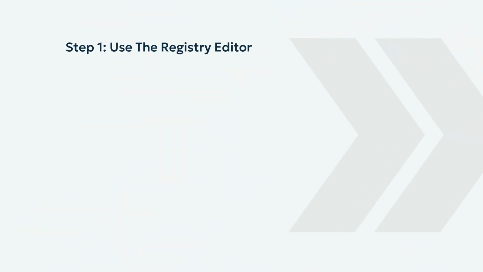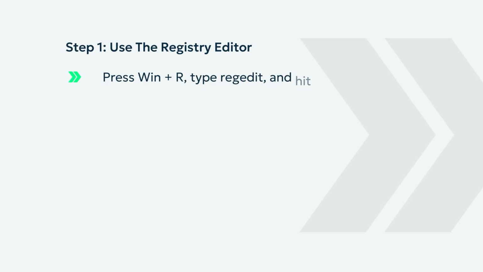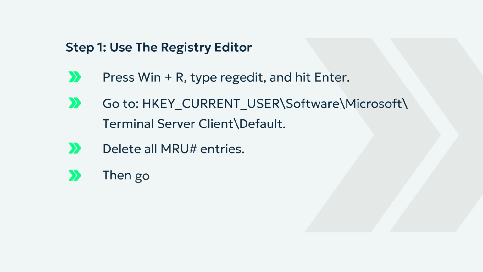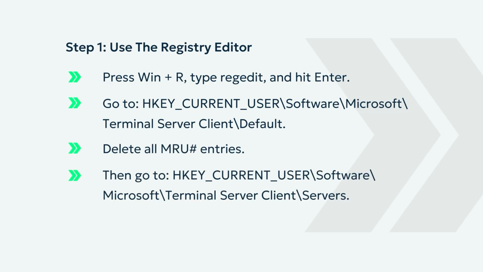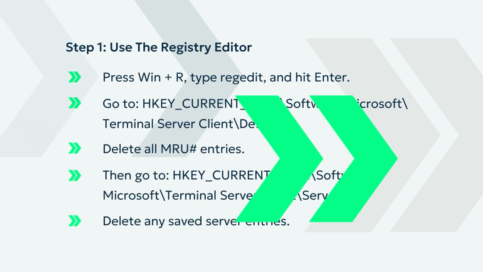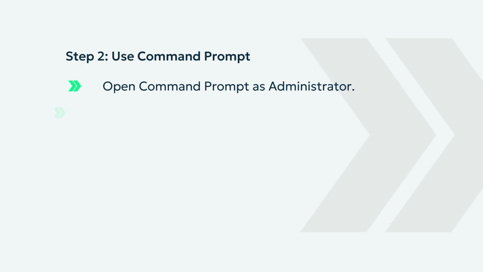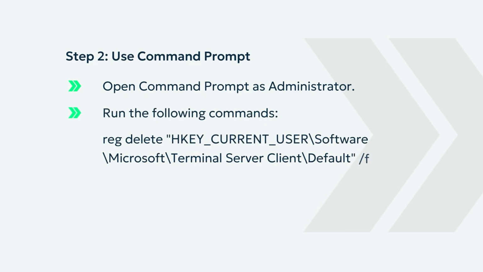Use the Registry Editor. Hit Win+R, type regedit, and press Enter. Navigate to, right-click each MRU number entry and hit Delete. Then go to, delete any saved server entries. Use Command Prompt. Open Command Prompt as administrator. Run the following commands.